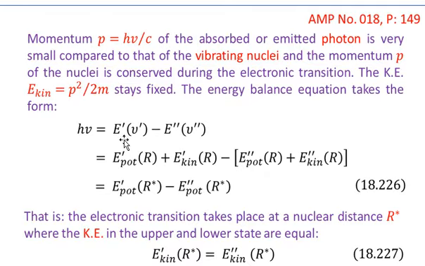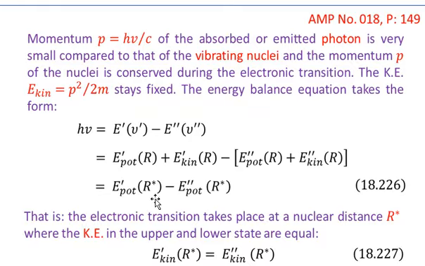Each of these energies, that is E prime as a function of v prime, can be written as a potential energy plus the kinetic energy. The energy corresponding to the upper electronic state is represented as E prime potential of R plus E prime kinetic of R. And minus, we are writing E double prime as a function of v double prime in the square bracket, which is the potential energy in the lower electronic state, E double prime potential as a function of R, plus the kinetic energy corresponding to the lower electronic state, E double prime kinetic as a function of R.